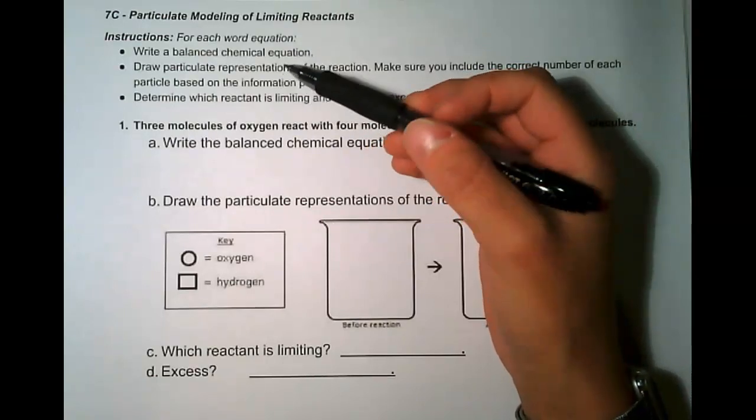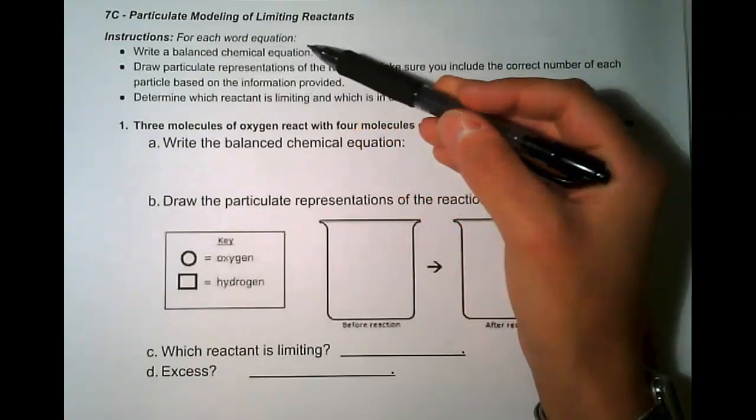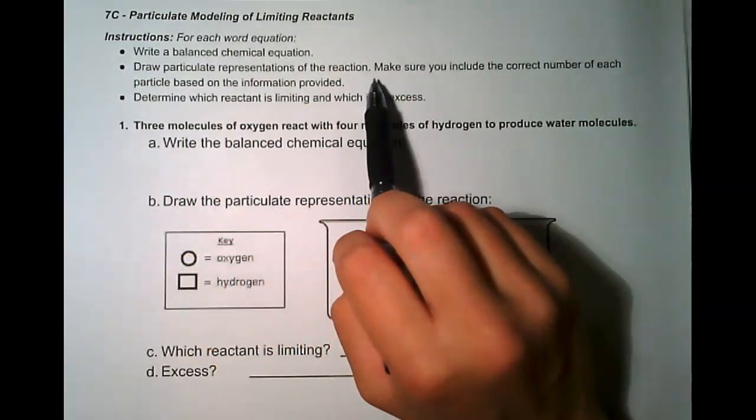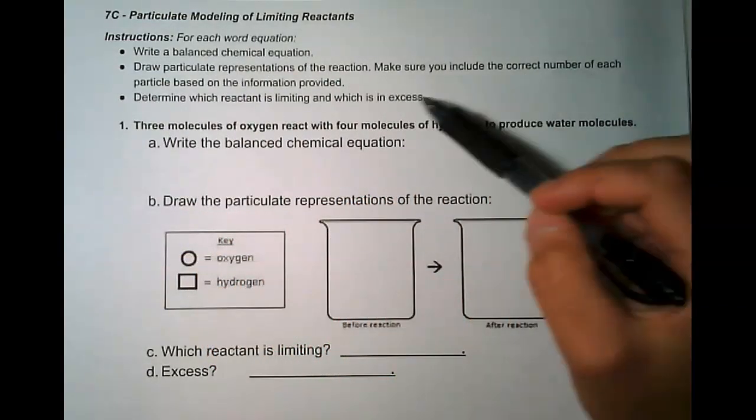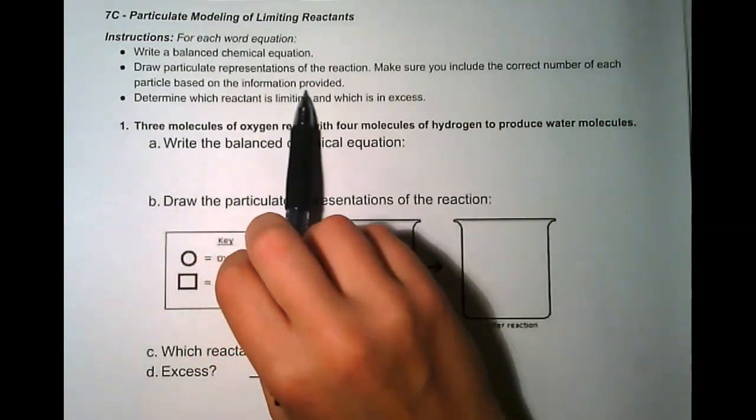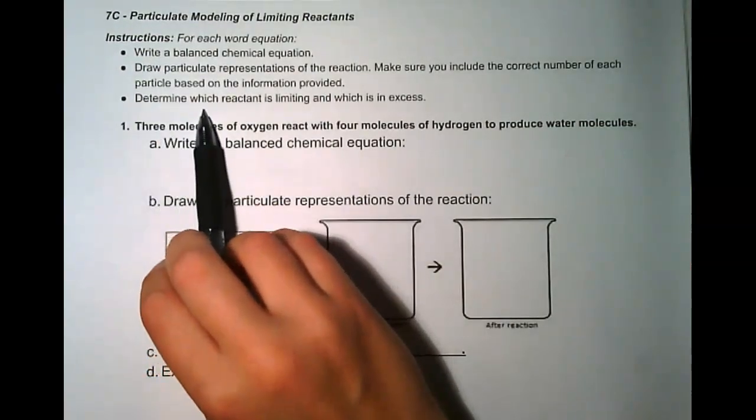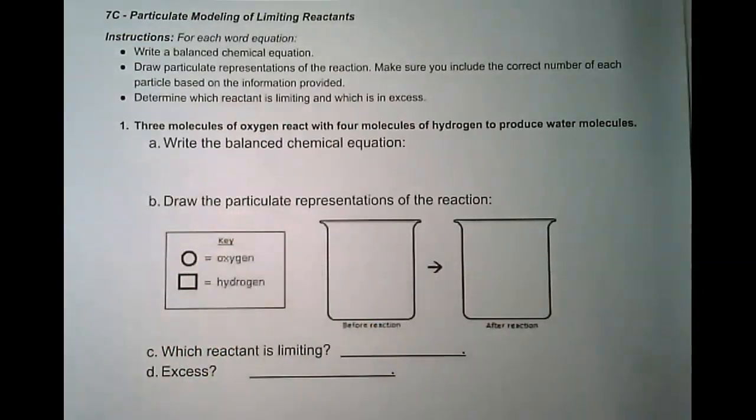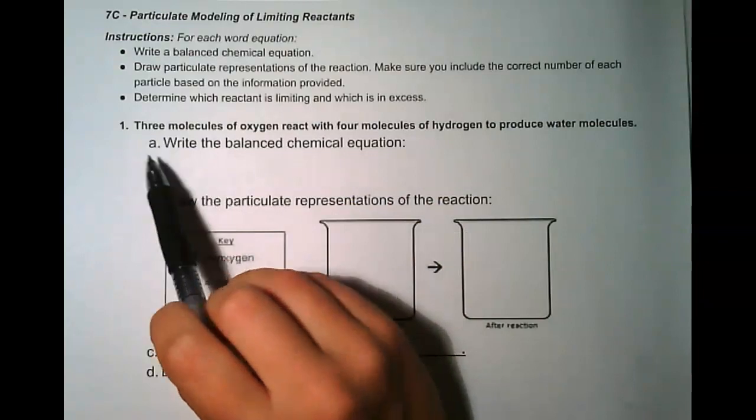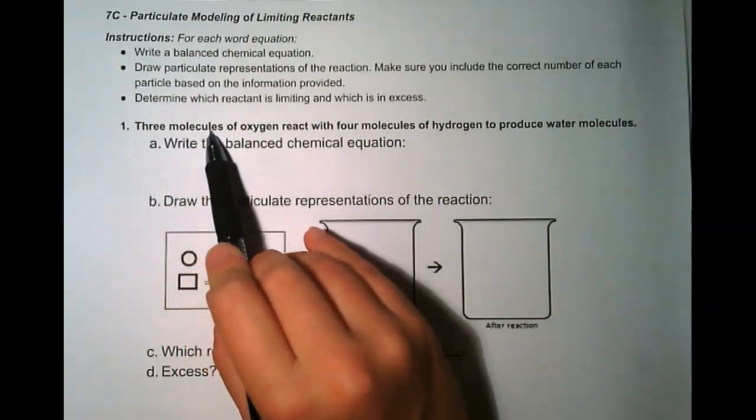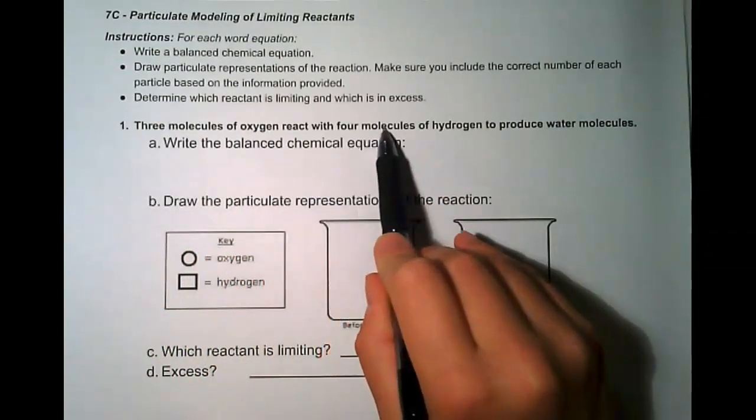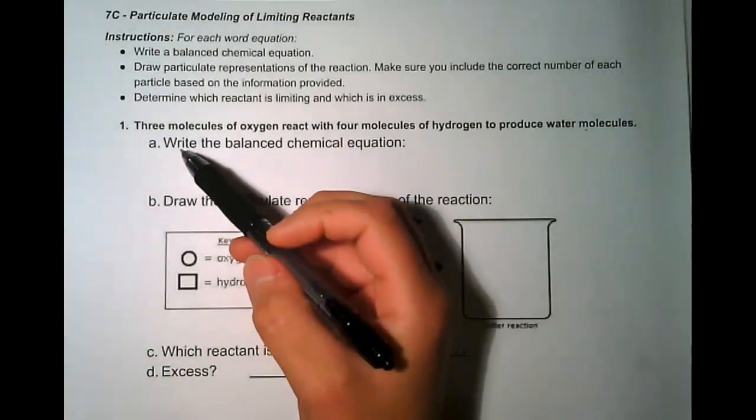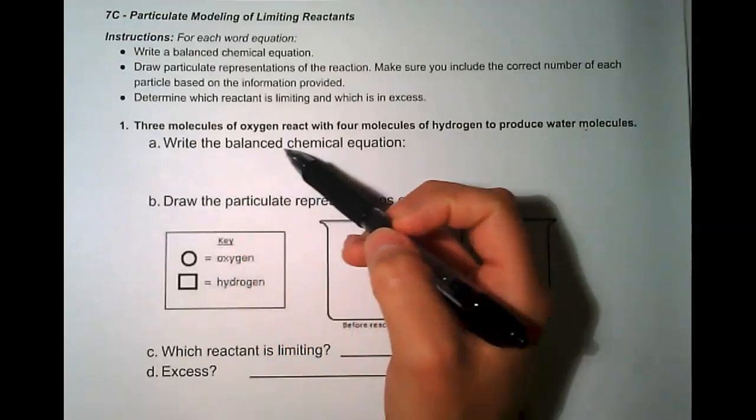It says, for each word equation, write a balanced chemical equation, draw a particulate representation of the reaction, making sure that you include the correct number of each particle based on the information provided, and then determine which reactant is limiting and which is in excess. So let's first look at number 1. It says 3 molecules of oxygen react with 4 molecules of hydrogen to produce water molecules. And the first part that we need to do is write the balanced chemical equation.